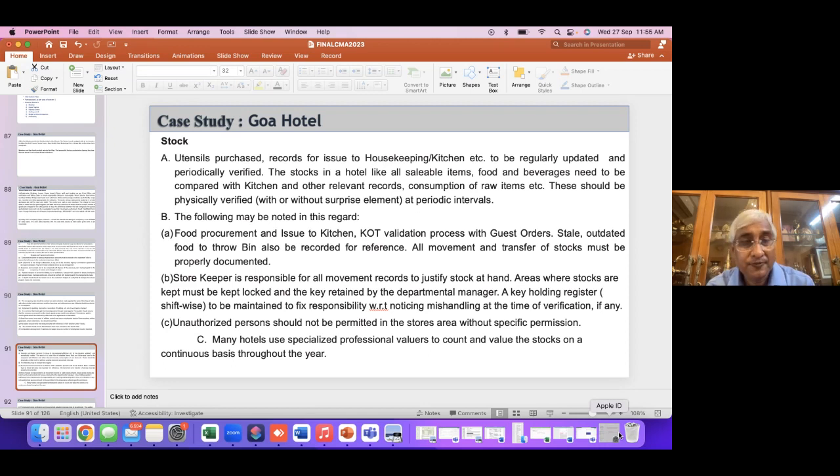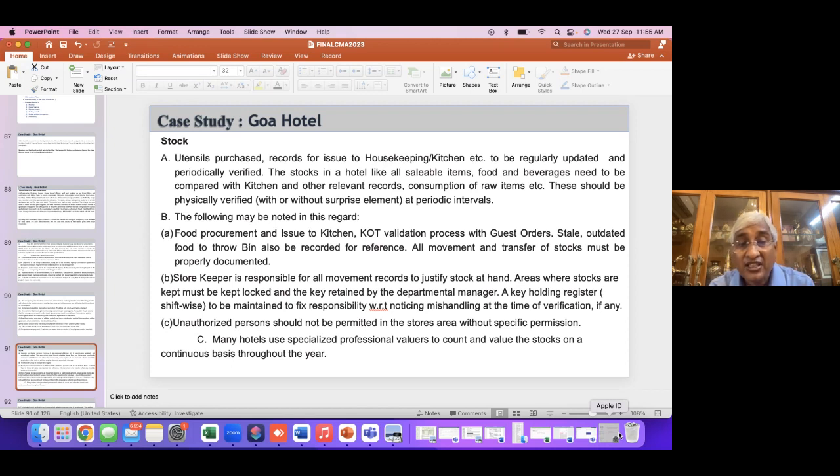So they normally monitor that what has been brought in is almost similar to what is going out by way of consumption. The storekeeper is responsible for keeping the stock area as clean as possible and justifying the stock at hand with appropriate receipting and supply to the respective departments, to ensure appropriate process and documentation. Unauthorized persons should not be permitted in the storage area without specific permission.